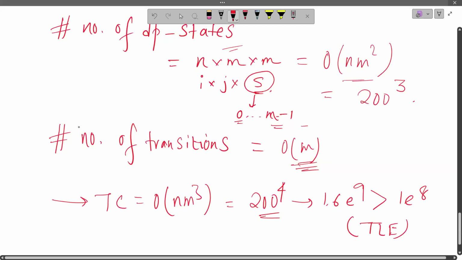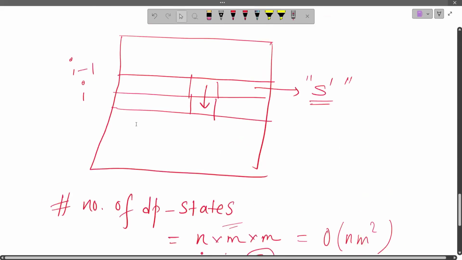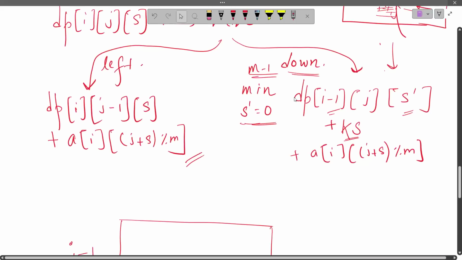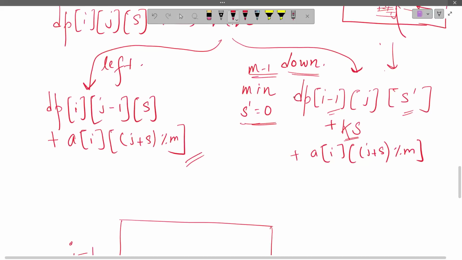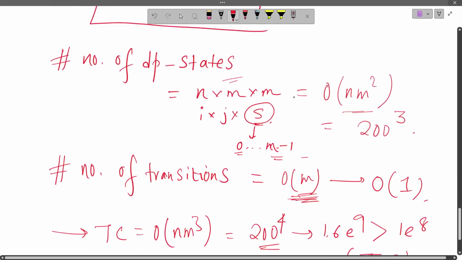So we need to improve. We need to reduce this number of transitions from big O of m to big O of 1. So you have to do some optimization. Now realize that this optimization can be easily done, because this minimum value of dp i minus 1 j s dash can actually be computed on the fly while doing the dynamic programming transitions itself. How? Let me show you.